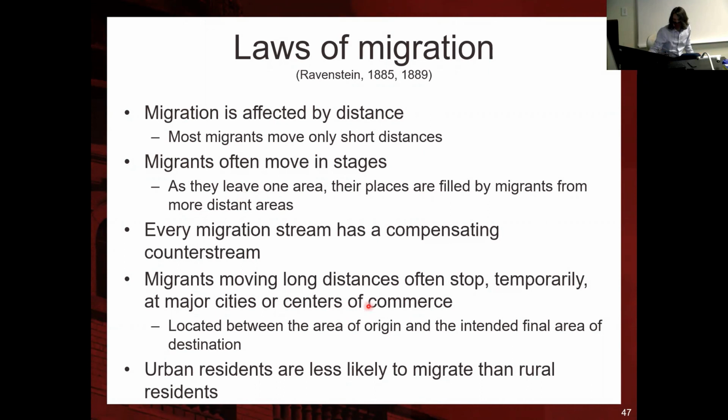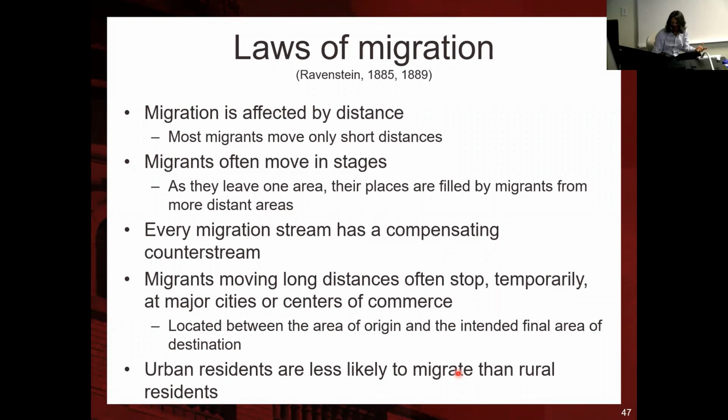Migrants moving long distances often stop temporarily at major cities or centers of commerce, located between the areas of origin and the intended final area of destination. So people might have the goal of migrating farther away, but it's also common for people to move to in-between areas. Again, look at this time of publication. The possibilities of moving farther away to other countries were much lower than they are nowadays. Urban residents are less likely to migrate than rural residents, exactly because in urban areas you have more availability of jobs, education services, and health services proportionally to the size of the population, right?